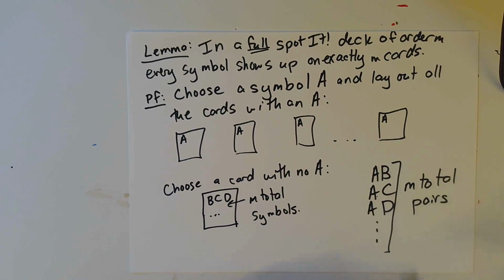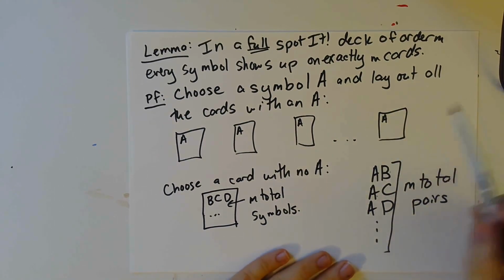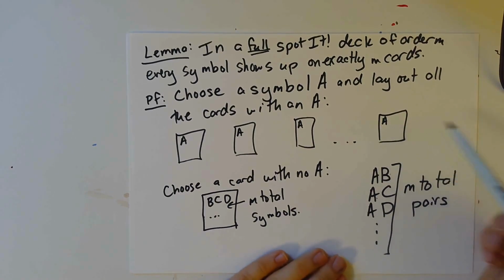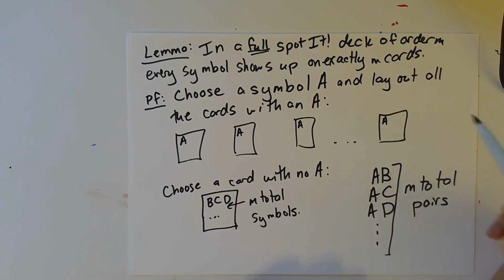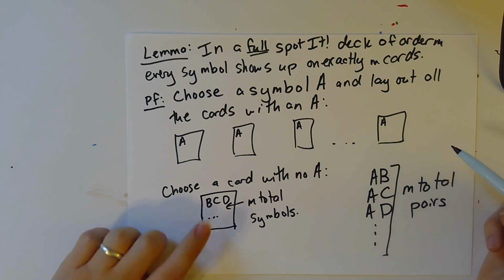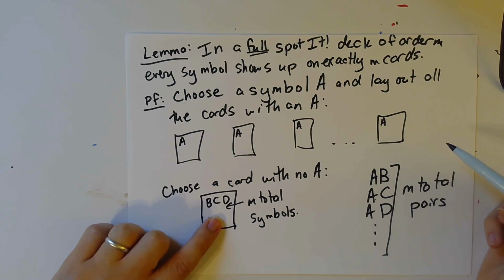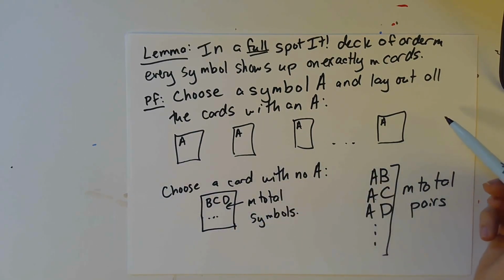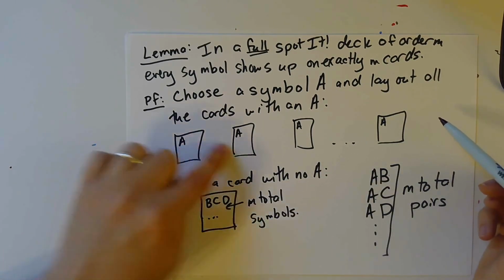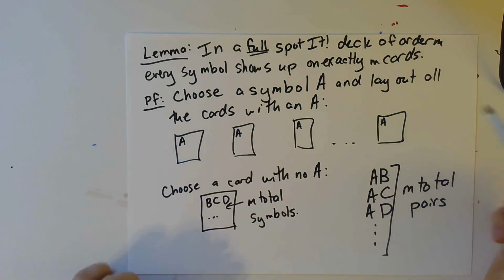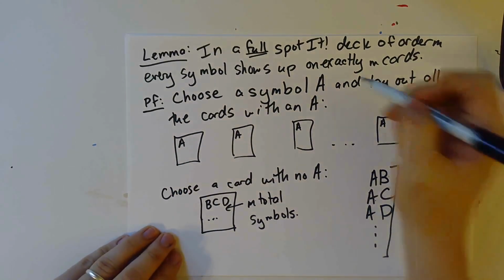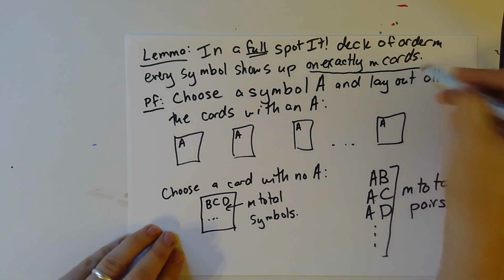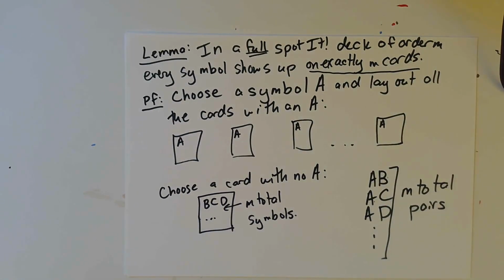Why can't there be more cards with an A on it? Well, there can't be more, because if there were, then that new card doesn't have anything in common with this card, because that new card can't have a B, C, D, etc. on it, because those are already here with A's already. So, in fact, what does that show me? There are exactly M cards with each symbol. So that's a pretty strong condition.